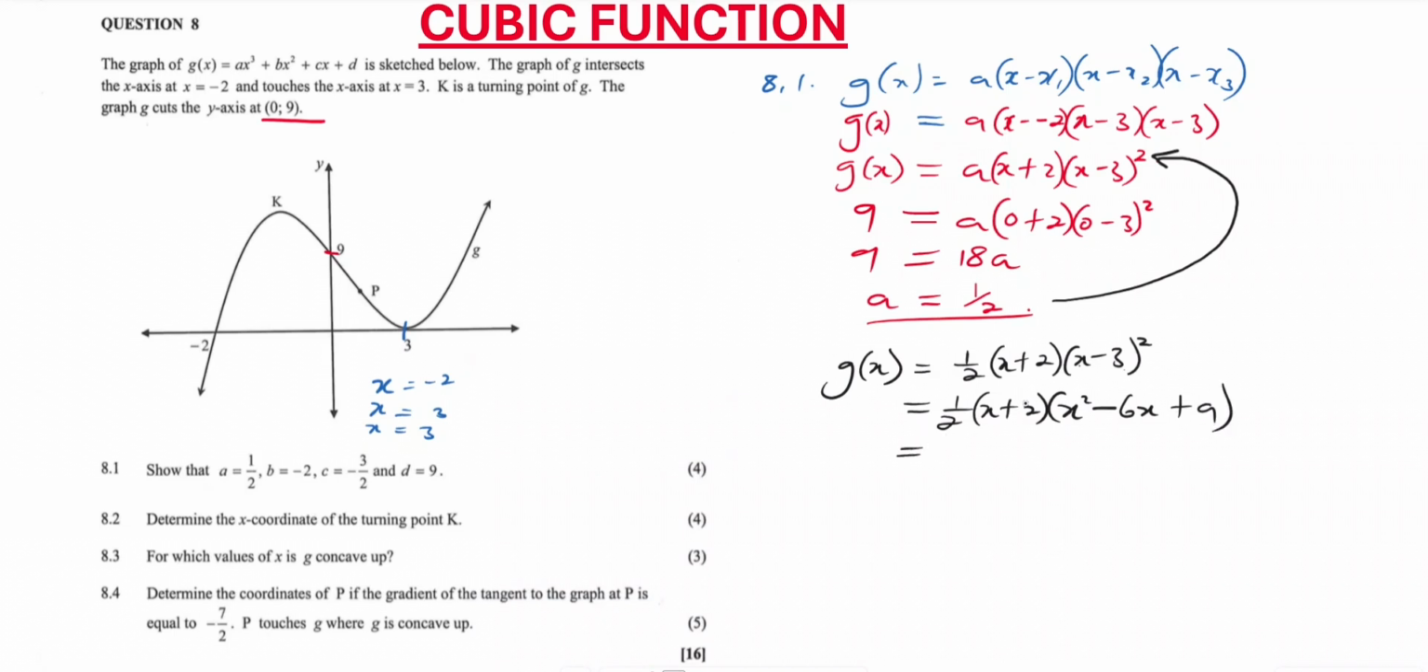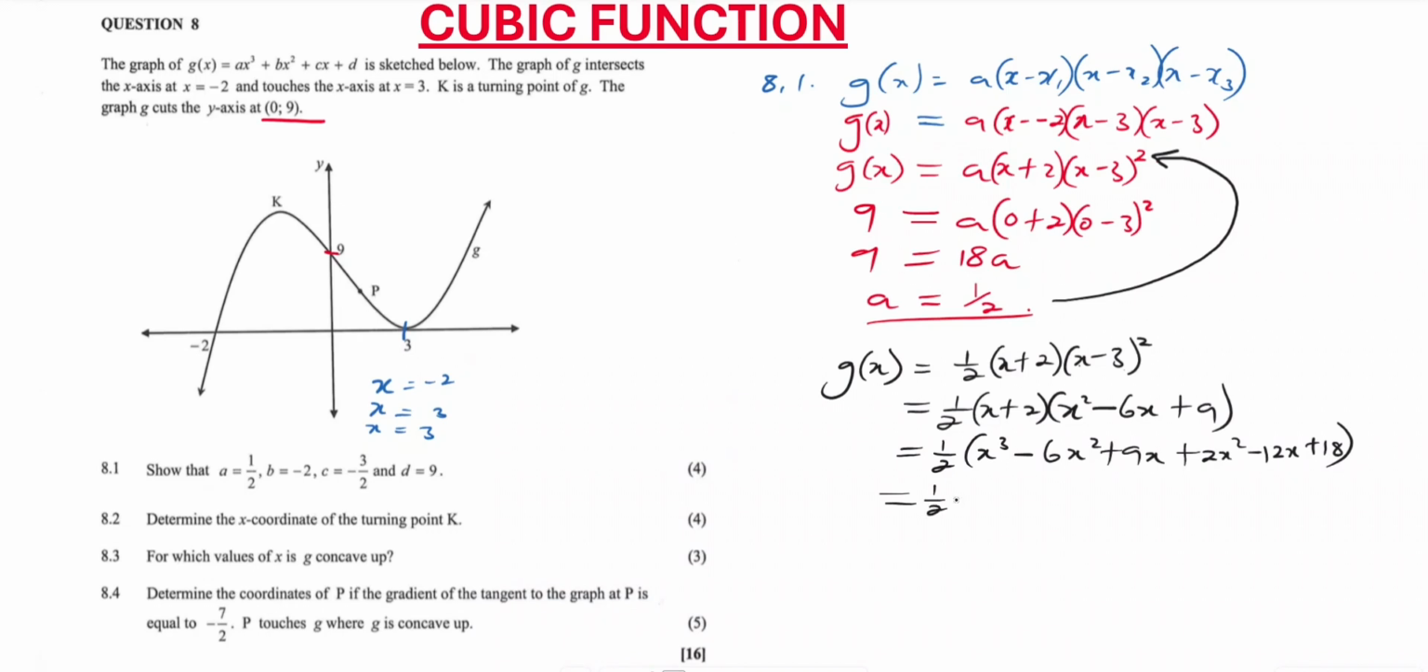Then let us expand these two brackets. I'll keep my half here. x times x squared gives x cubed. x times -6x gives -6x squared. x times 9 gives 9x. Then 2 times x squared gives +2x squared. Then 2 times -6 gives -12x. And 2 times 9 is 18.